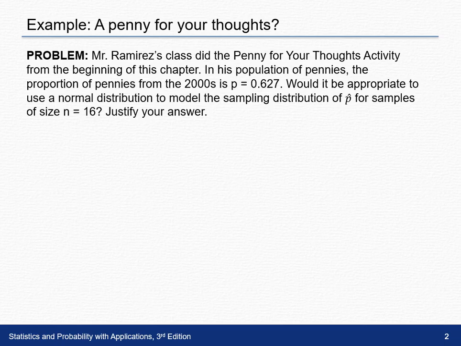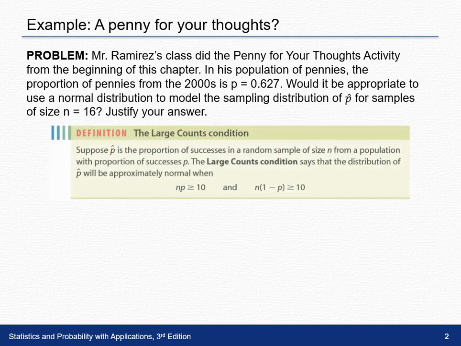We're asked, would it be appropriate to use a normal distribution to model the sampling distribution of p hat for samples of size 16? Justify your answer. So in order to check if we would be allowed to use the normal distribution to model p hat, we need to check the large counts conditions.